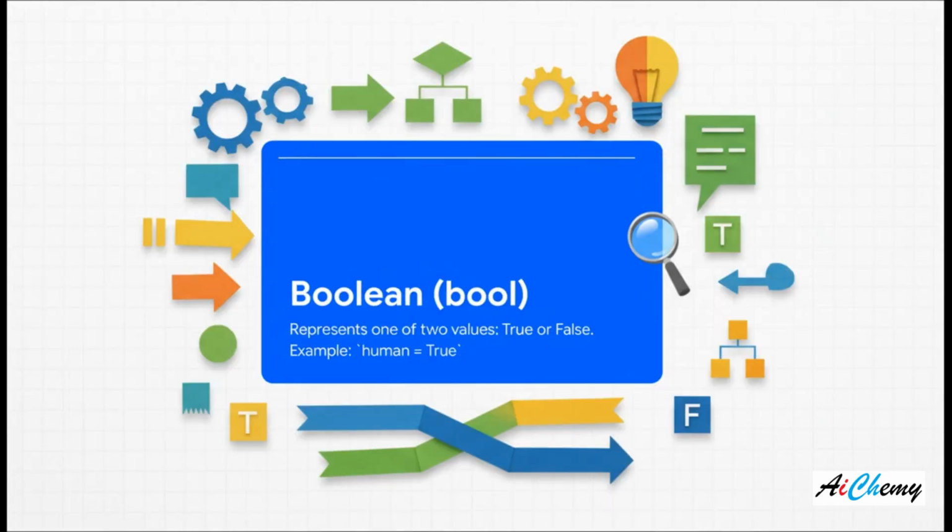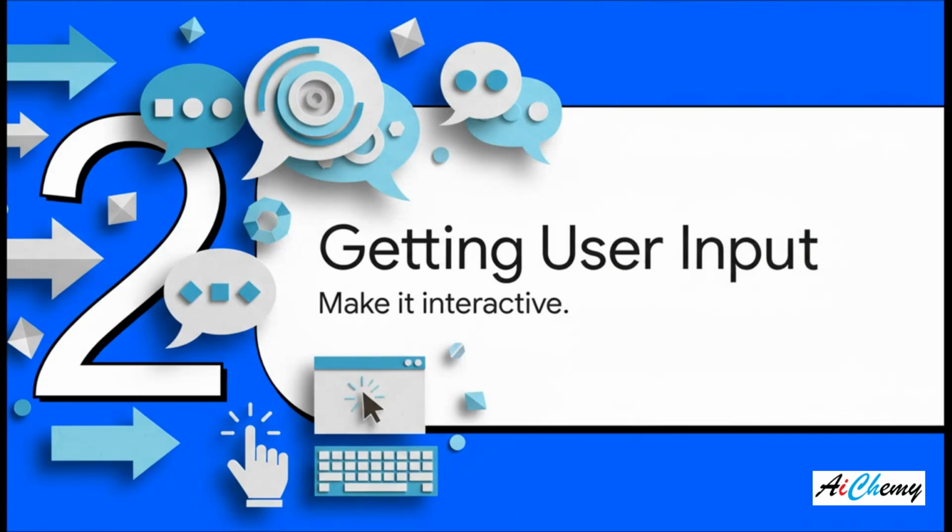And last but not least, we have the Boolean. This one sounds weird, but it's actually the simplest of all. A Boolean can only be one of two things, true or false. That's it, but don't let that fool you. These little true/false values are the absolute backbone of decision-making in your code. They are incredibly powerful.